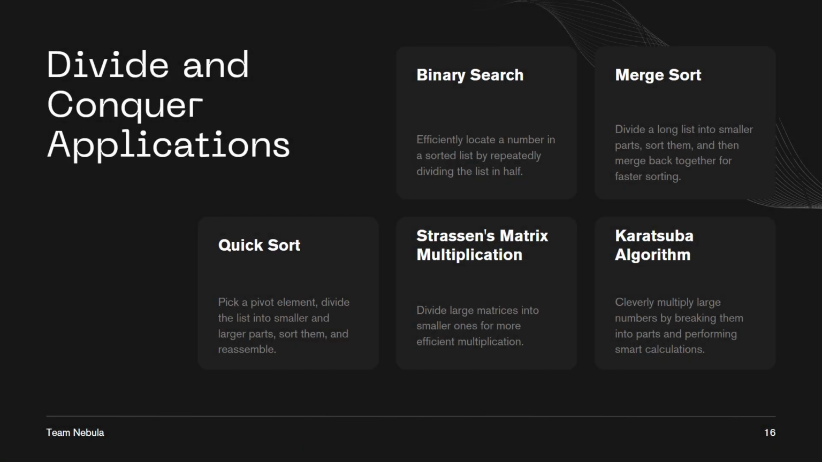Let's talk about some real world applications of the divide and conquer strategy. This approach is like breaking down a big problem into smaller, manageable parts. Here are some examples of where we use it. Binary search. Imagine you have a huge sorted list and you want to find a specific number in it. Instead of checking each number one by one, you can keep dividing the list in half and quickly figure out where that number is.